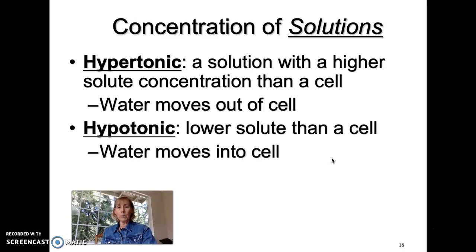Opposing that would be hypo, less tonic, lower solute than a cell. And then water would move into the cell. This is what happened to the lady who drank too much water. All of a sudden, she had this condition of hypotonicity because she drank and drank and drank water, and she diluted all her salts and all her sodium and chloride, and her cells became hypotonic, and they started to rupture.